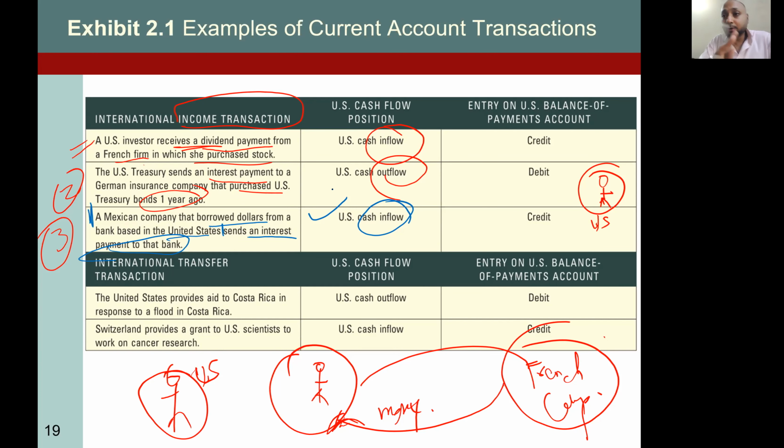Sometimes they are giving you two cash flows to make you confused. So remember that one. This is the extra information.